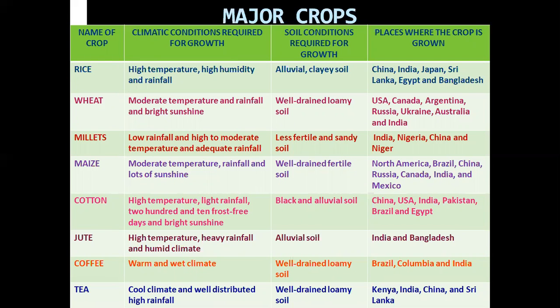Major crops. A large variety of crops are grown to meet the requirement of the growing population. Crops also supply raw materials for agro-based industries. Major food crops are wheat, rice, maize, and millets. Jute and cotton are fiber crops. Important beverage crops are tea and coffee. Let's assess the climatic and soil conditions required for the growth of some major crops. Along with that, we will also see in which parts of the world these crops are grown.